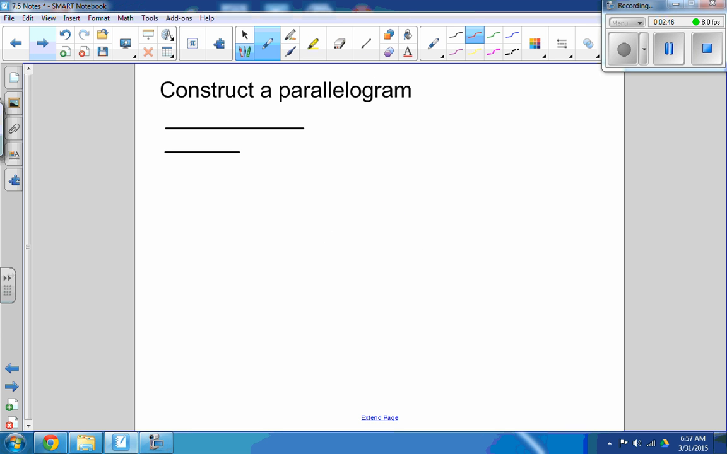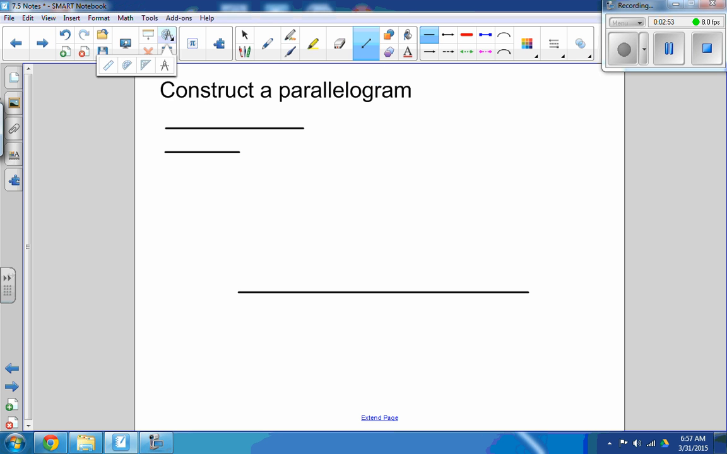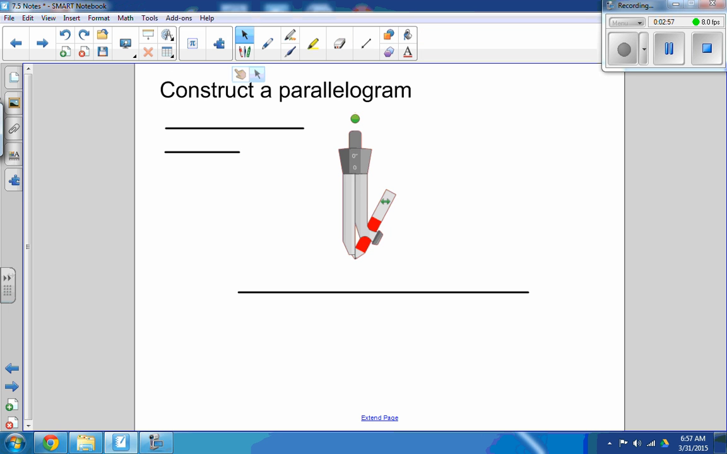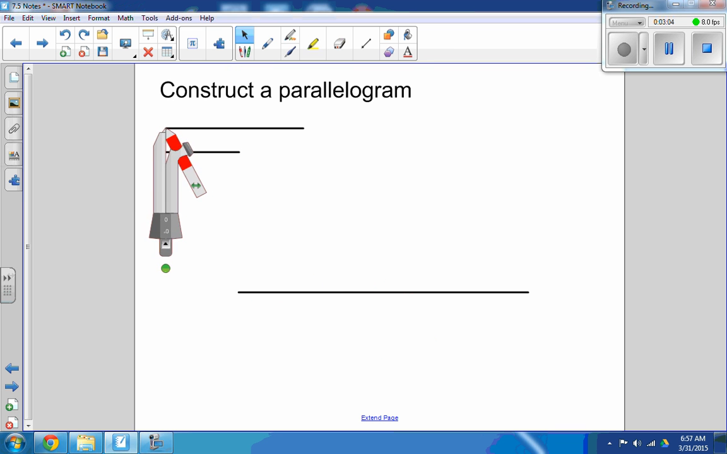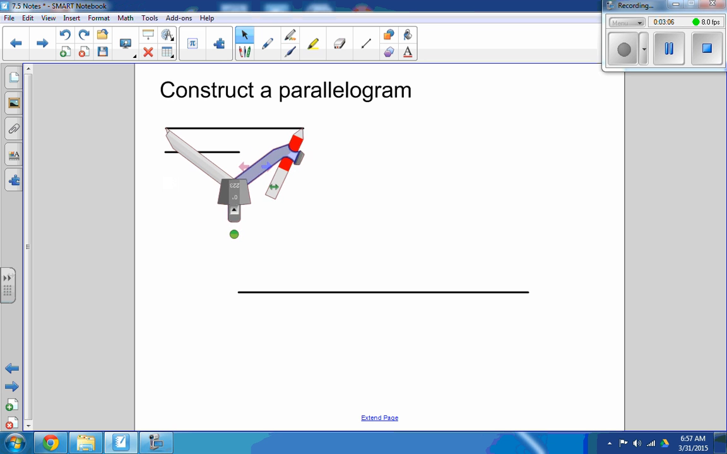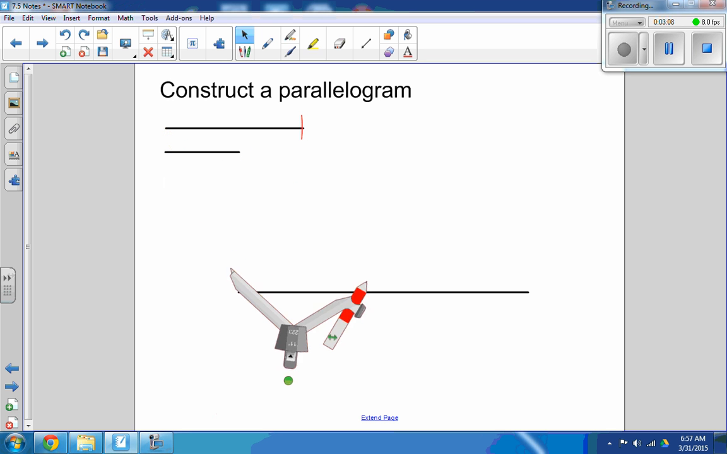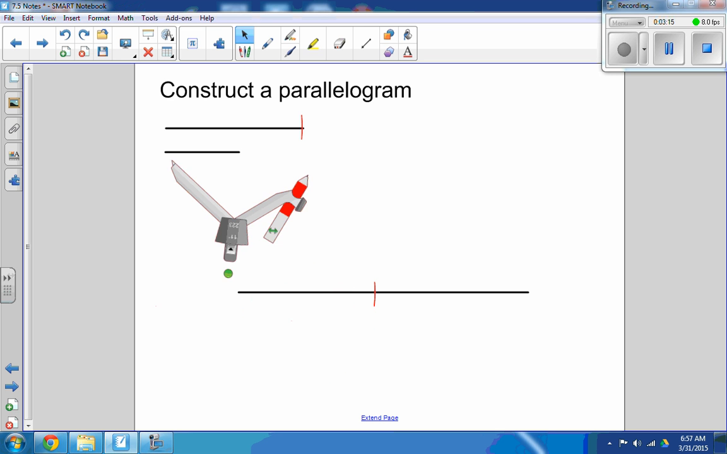So let's construct a parallelogram. Let's start off with, I'm just going to draw a line here. Now I'm going to take my compass. I'm going to make it equal to the length. I'm going to draw that arc. So I know those are congruent. Now I'm going to take my compass and make it equal to the length of this other line.